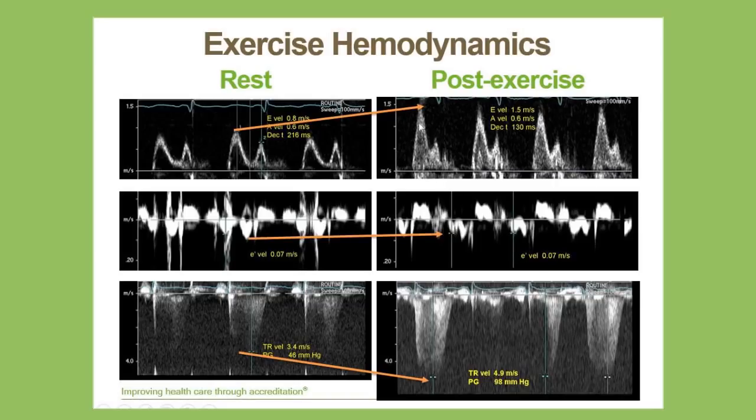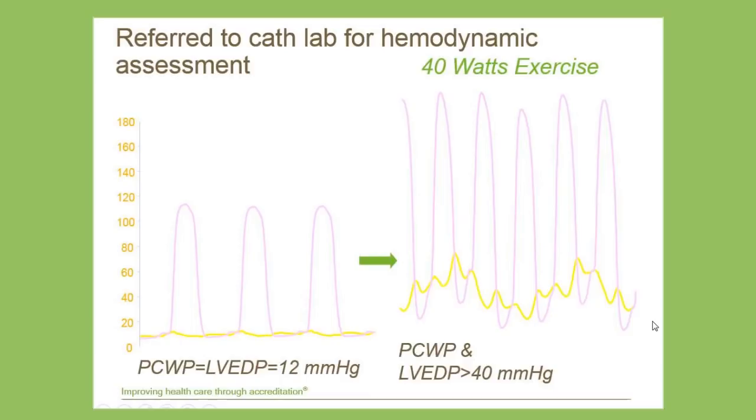So what's happened is that with the increase in the heart rate and with exertion, this patient develops increased LV filling pressures, which is reflected in the E/E' and the TR velocity. So that can be very useful. This patient was actually referred to the cath lab for hemodynamic assessment, and at 40 watts exercise, you can see what happened to the pulmonary capillary wedge pressure and the LV diastolic pressure.